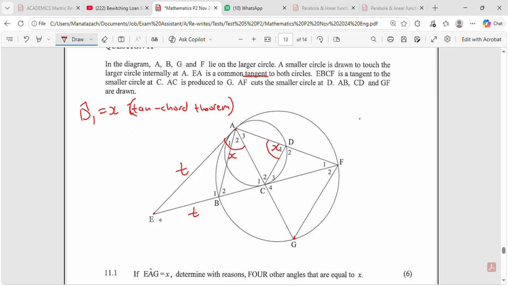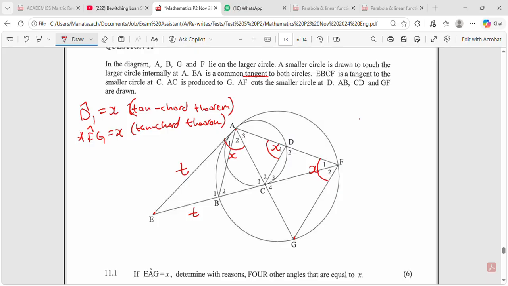Remember, this tangent is also a tangent to the larger circle. So if I extend the chord to AG, I'll find that there is another angle that is subtended by chord AG. So I can say that angle also is equal to X. So we can call it AFG is equal to X, tan-chord theorem. So we're remaining with two more angles that you can get.